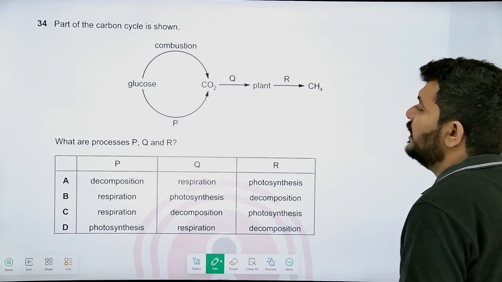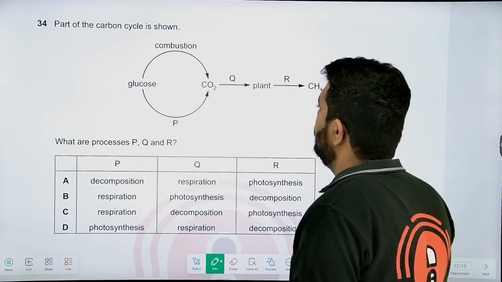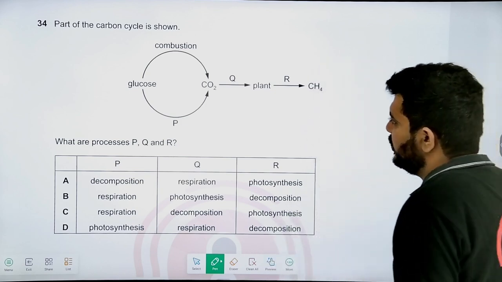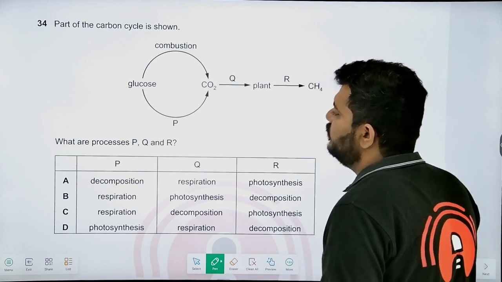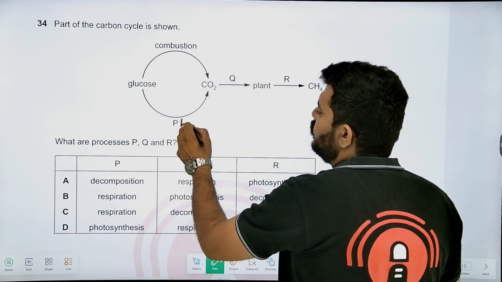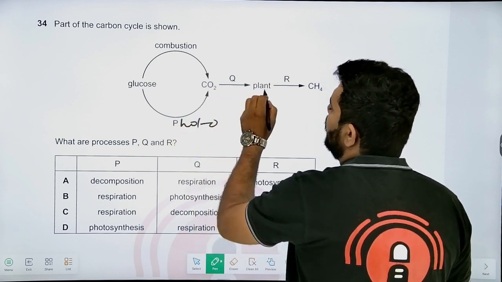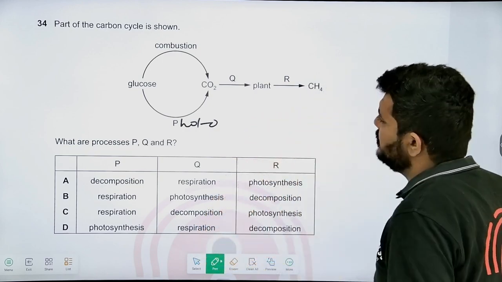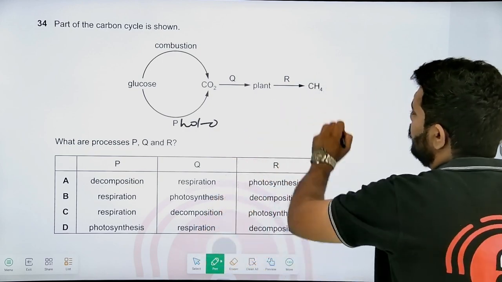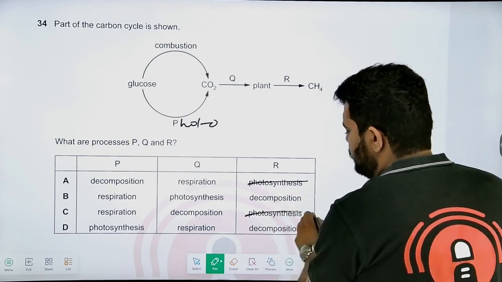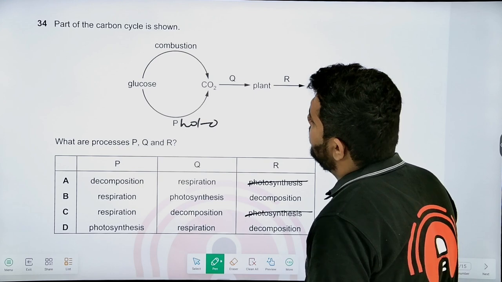Part of the carbon cycle is shown. Combustion, CO2 goes to plant, forms methane, and glucose again forms CO2, which are processes P, Q and R. Glucose to CO2 is photosynthesis. Carbon dioxide to plant is again, I think, photosynthesis, right? And plant to R is decomposition. So this cannot be the answer over here, right?